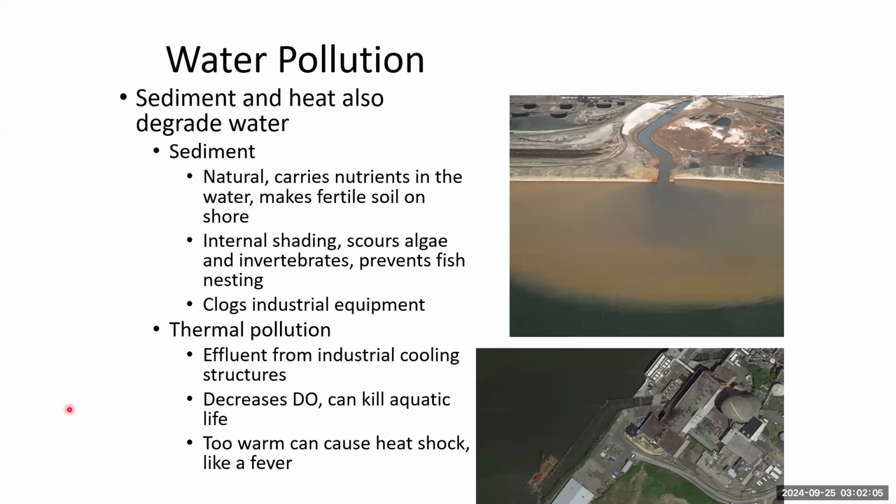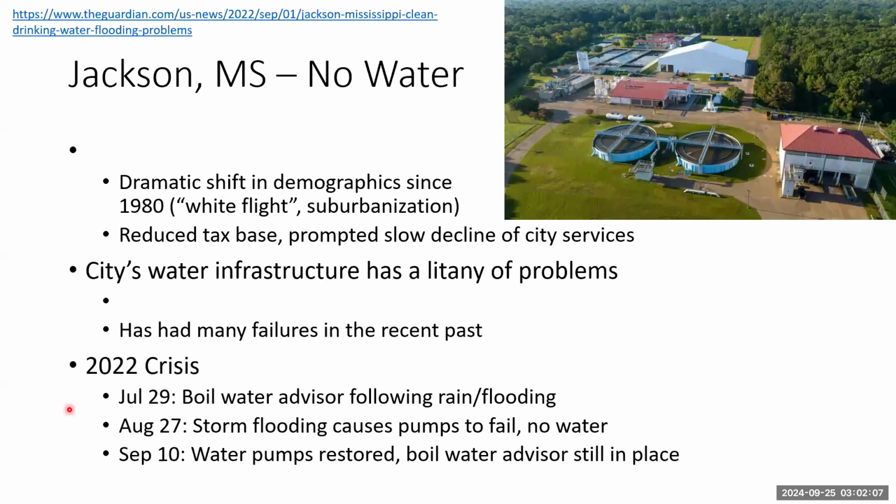Let's see, other current issues in water pollution also come to us from Jackson, Mississippi. This is their municipal water, so not exactly a water body, but this is the water that they supply to the city of Jackson, Mississippi. Jackson is a city of about 150,000 people, not a terribly large city. But the demographics are that it is 80% people of color.